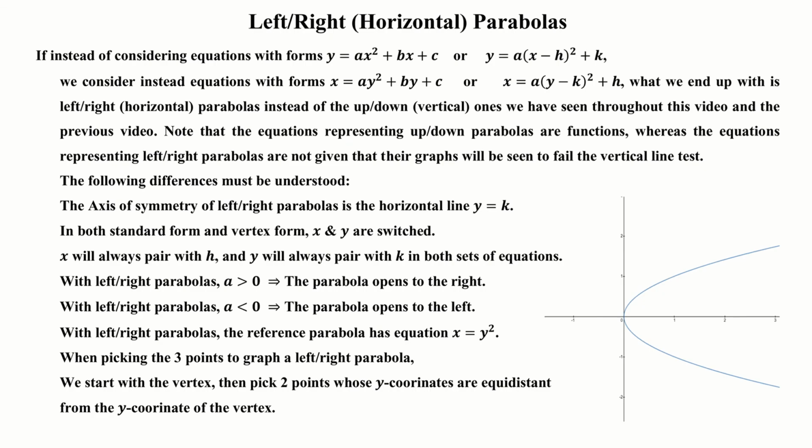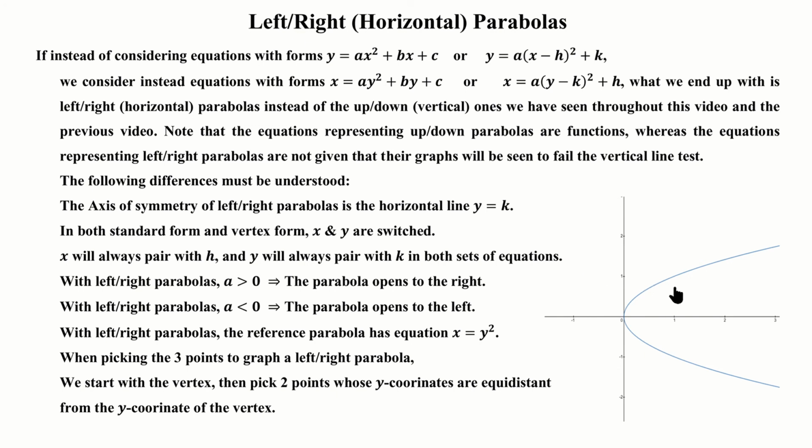All right, so next we want to take a look at left, right, or also called horizontal parabolas. Basically, if instead of starting with y equals ax squared plus bx plus c, or in vertex form y equals a times x minus h squared plus k, if you basically switch up x and y, wherever you see y, replace it with x, wherever you see x, replace it with y, you end up with two equations, or functions, well, let's go with equations because these actually end up not being functions, as you'll see.